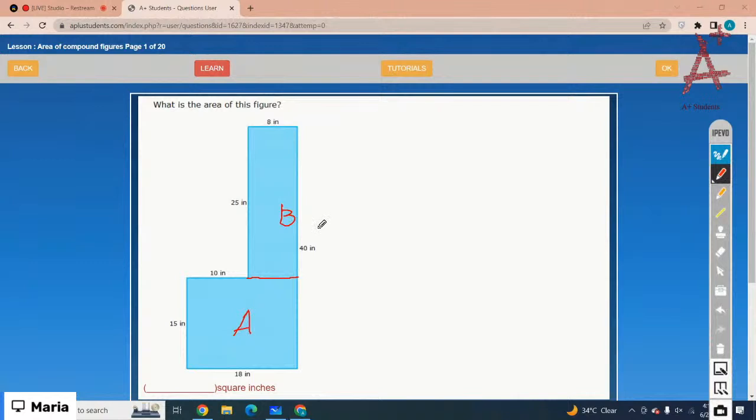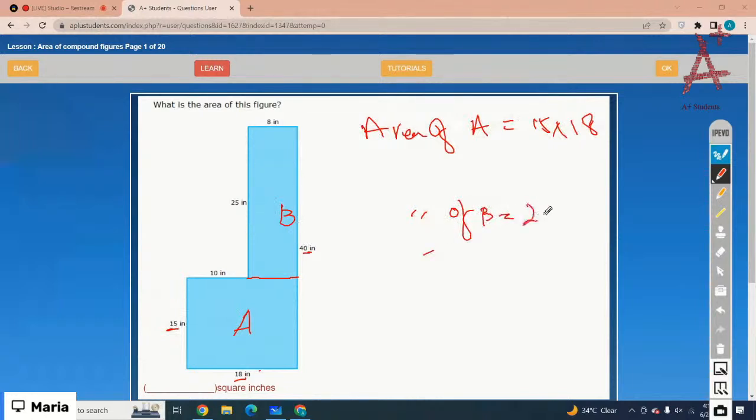Okay, this one is 40 and this one is 18. For the rectangle A, you can see this one is 15 and this one is 18. Let's just calculate the area of A. It would be 15 times 18. Got it? The same thing you have to do for B. Area of B would be 25 times 8. Got it? So just multiply them and add them.